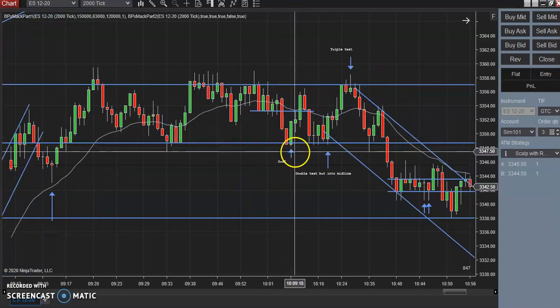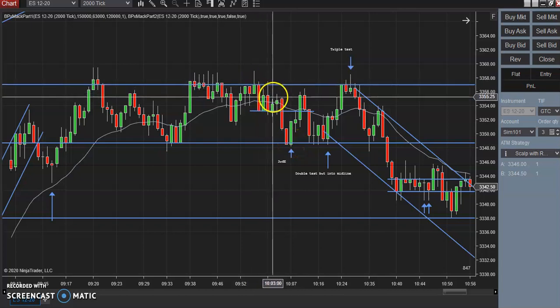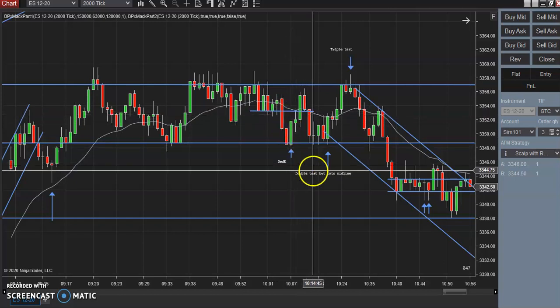Okay, third entry short if you want to take that. First entry, second entry, third entry, go long above that. There's room before the midline. Scalp out.